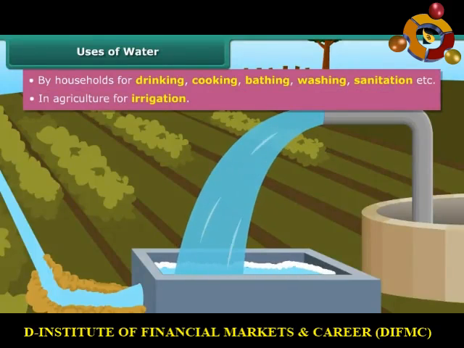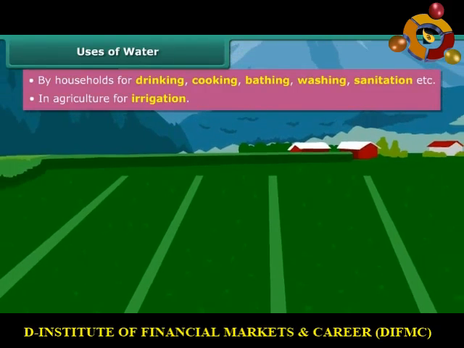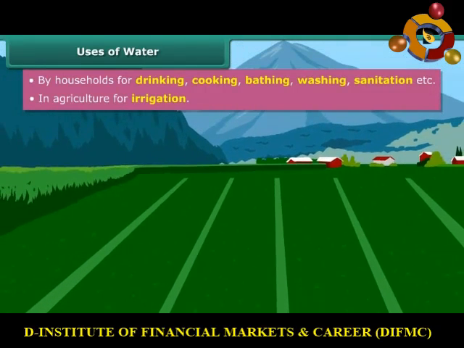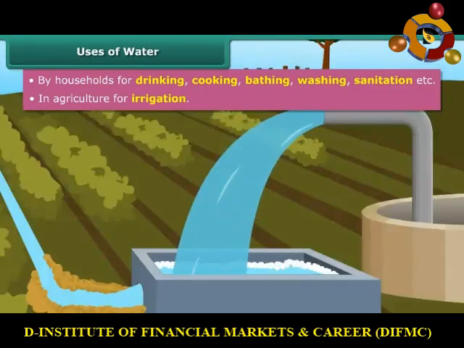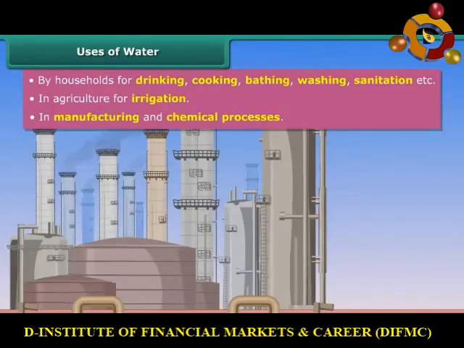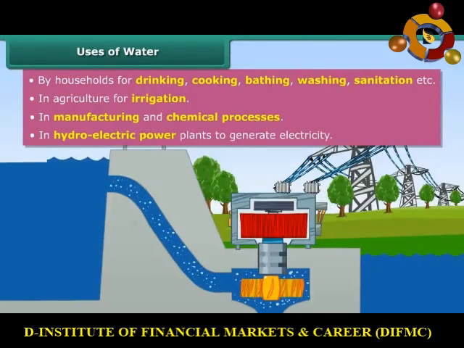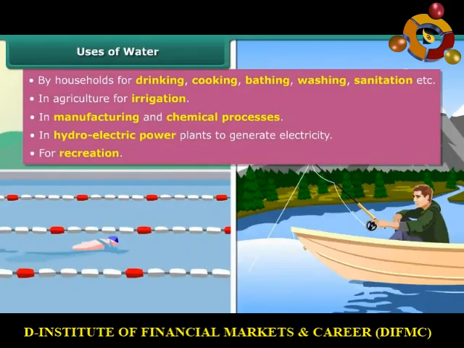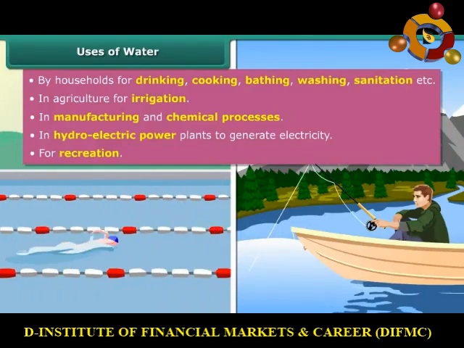Irrigation facilities improve agricultural output and help meet the growing demand for food from a growing world population. Irrigation acts as an insurance against the vagaries of nature. Water is also used in industries for cooling purposes. It is used in many industries as a solvent. It is also used to generate electricity. Besides, recreational activities such as swimming, fishing, sailing, and other water sports require water.